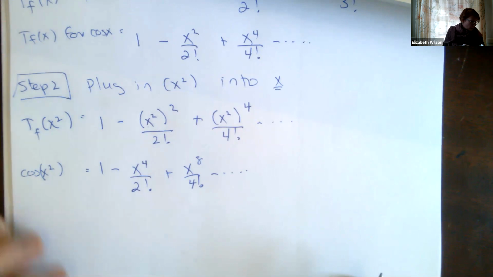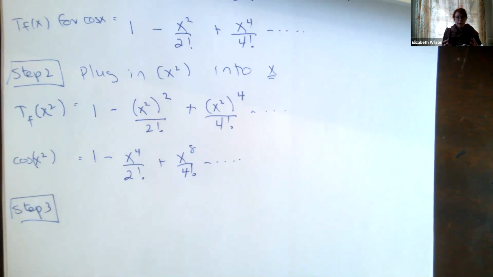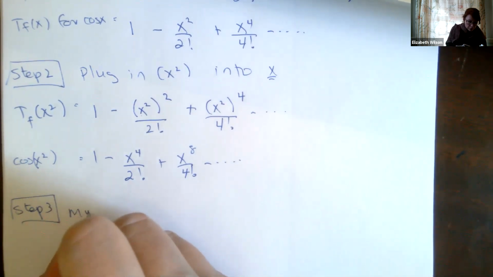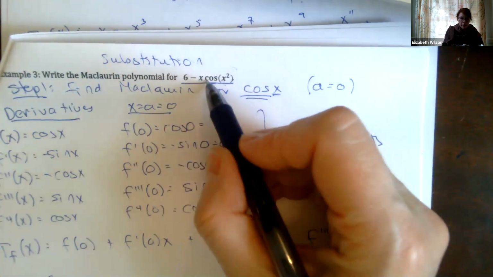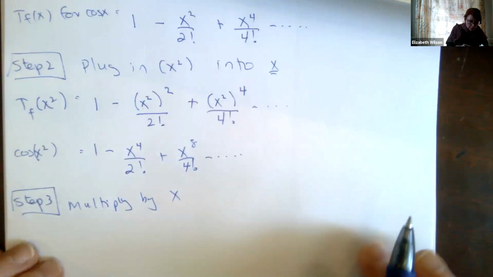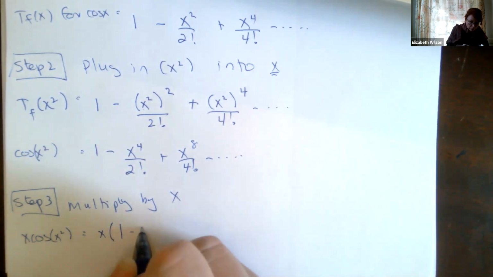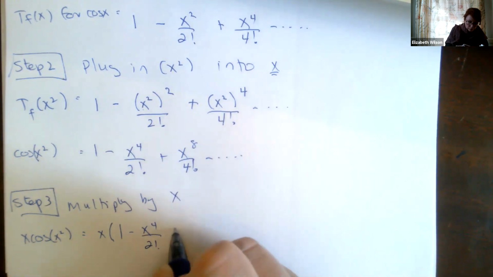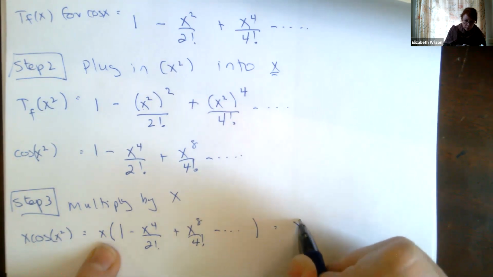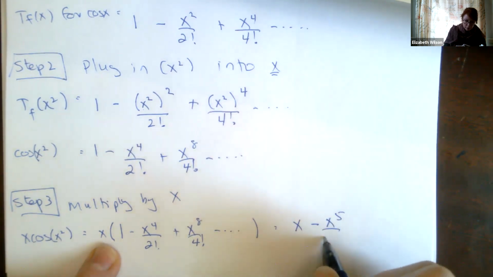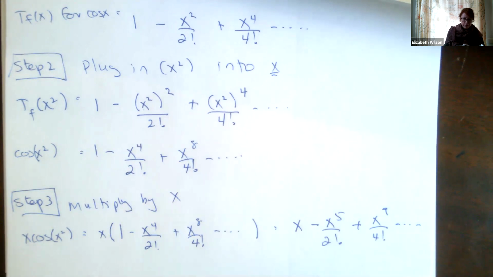So now my next step is step 3. See how I'm doing all these little portions of my function in bits and pieces. So now I'm going to multiply by x, right? Because my next step was to multiply by x. We'll do the negative separate. So multiply by x, so this becomes x cosine of x squared. Right? So this becomes x minus x to the 5th all over 2 factorial plus x to the 9th all over 4 factorial minus dot, dot, dot. That's x times the cosine.